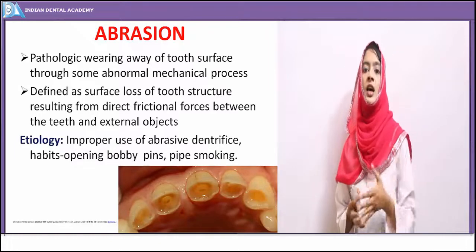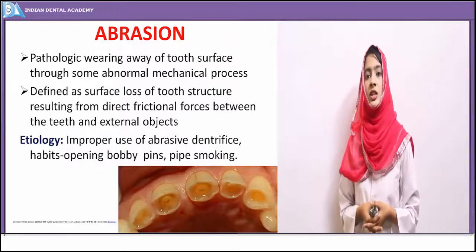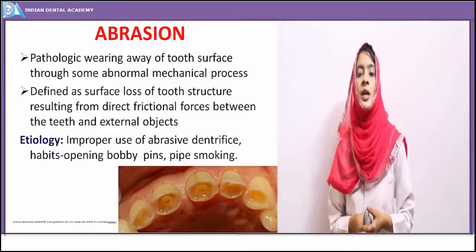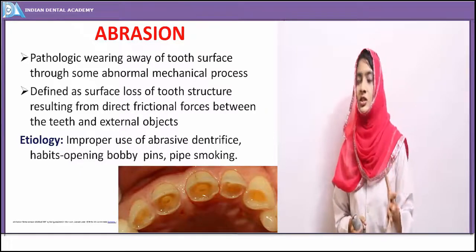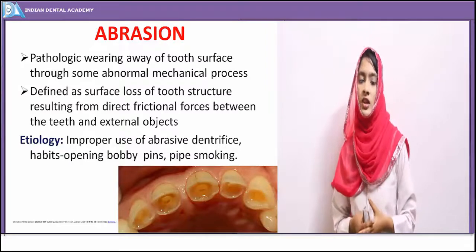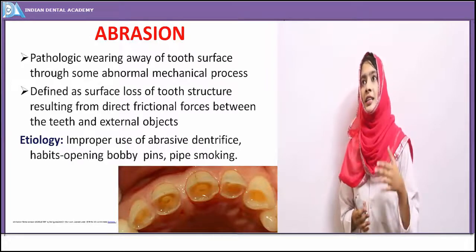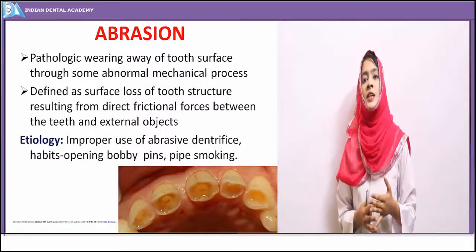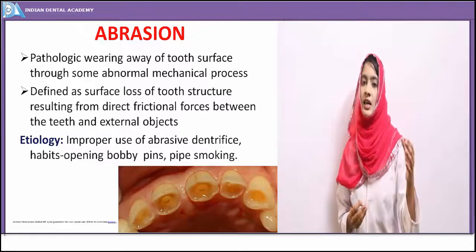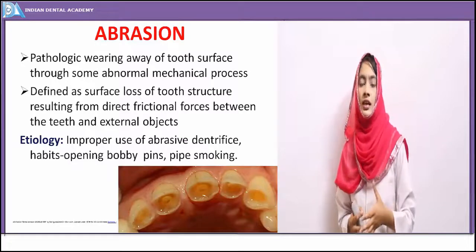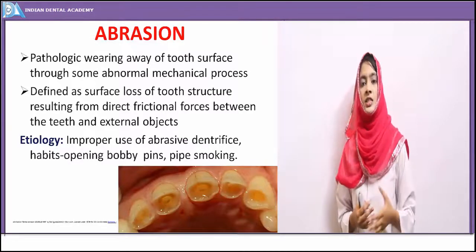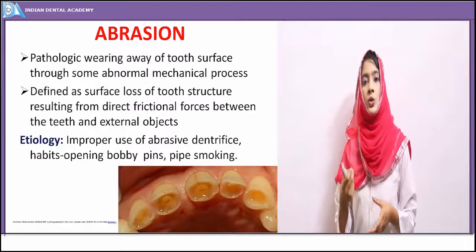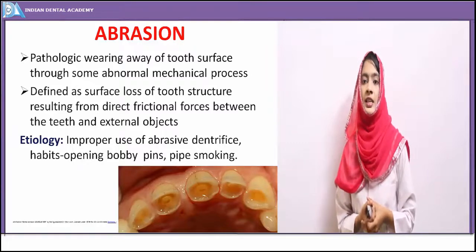Now we'll see the other regressive alteration, that is abrasion. It is also a commonly occurring tooth surface wear, but it is not physiologic as attrition is. Abrasion is the pathologic wearing away of tooth surface. It has been attributed to the use of dentifrices previously. Nowadays the modern dentifrices are soft in nature and they are not that harmful. But previously, when we see the history, abrasive dentifrices with very hard bristles were used. They used to cause more loss of enamel and dentin surface.